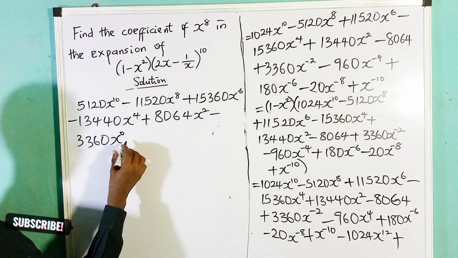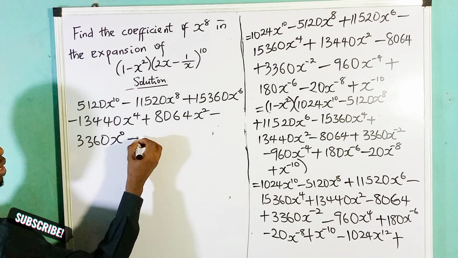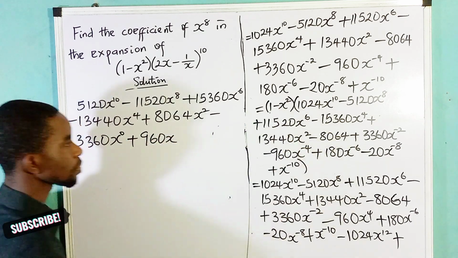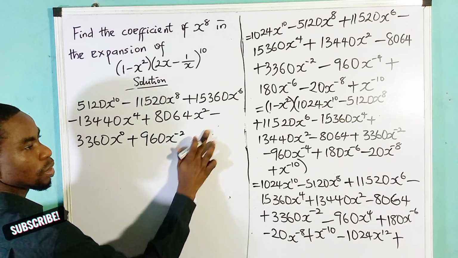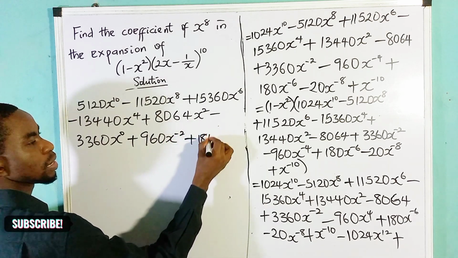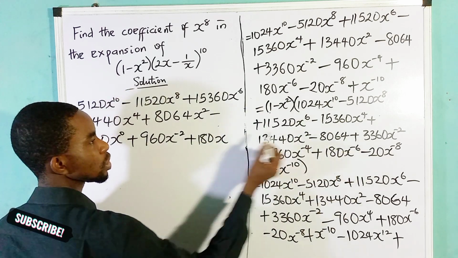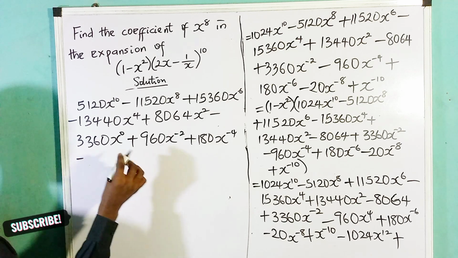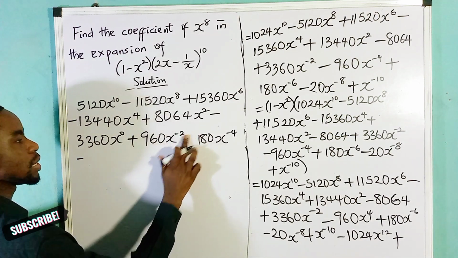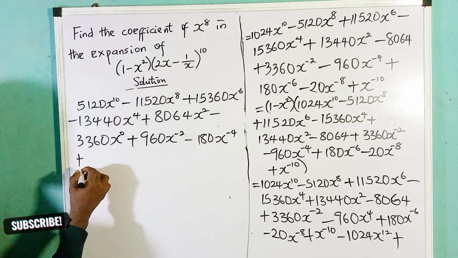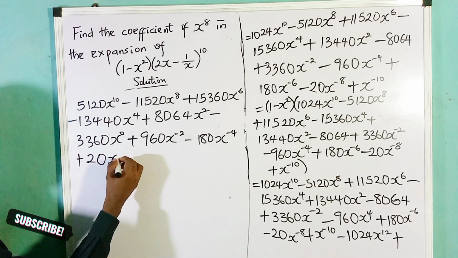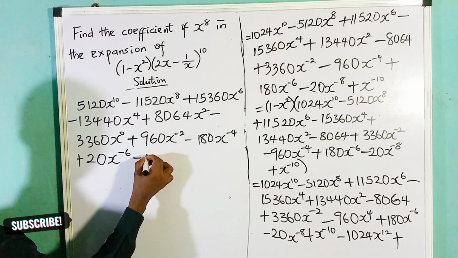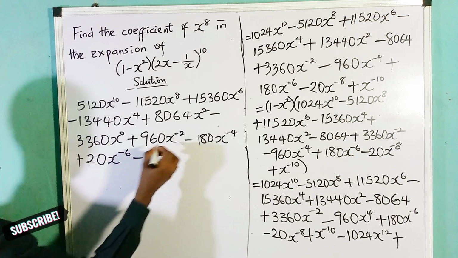Now when you have 2 minus 2, which is 0, so x raised to the power 0, which is basically 1. But let's move on. Plus 960 x raised to the power 2 minus 4, which is minus 2. And then we have plus 180 x raised to the power 2 minus 6 minus 4. Minus, we are wrong at this sign. Minus, then we have plus 20 x raised to the power 2 minus 8, which is minus 6. And then we have minus x raised to the power minus 8.